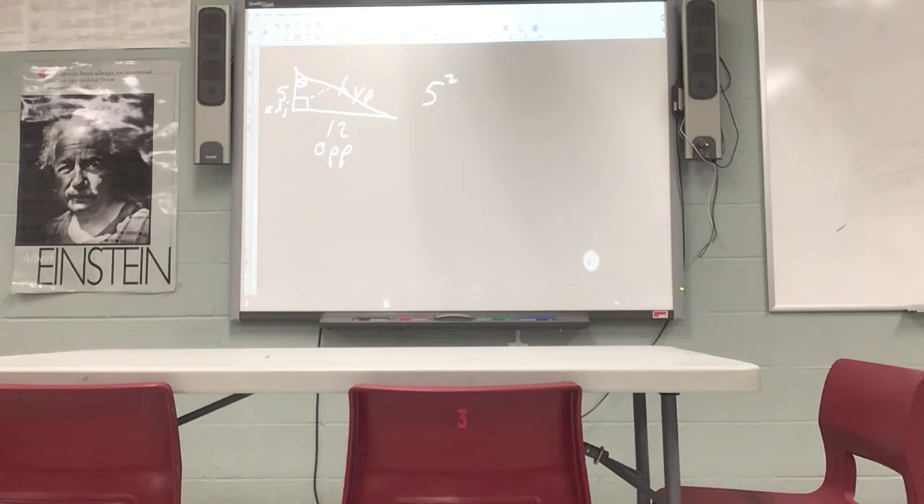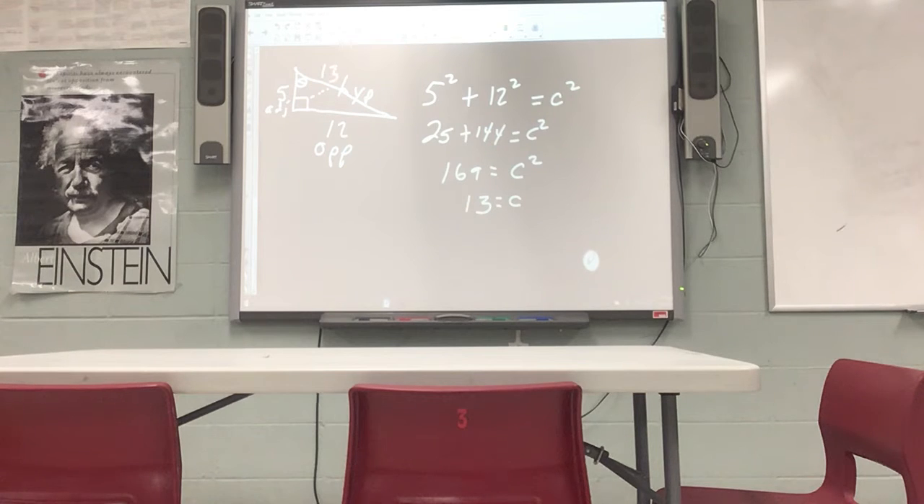So 5 squared plus 12 squared equals C squared. So that's 169. The square root of 169 is 13. So we now know our hypotenuse is 13.